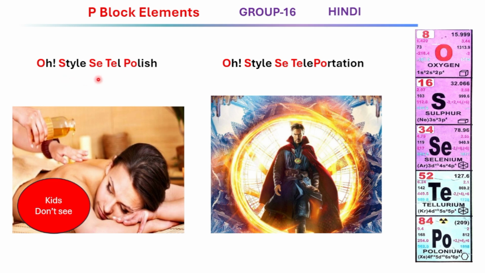ओह स्टाइल से तेल पॉलिश, मतलब बहुत अच्छे से वो काम कर रहे हैं. तो ओ से आपको याद रखना होगा ऑक्सीजन. स्टाइल के पहले आ रहा है एस से आपको याद रखना होगा सल्फर. से में आ रहा है एस ई फॉर सेलेनियम. तेल में आ रहा है टी फॉर टेलुरियम. और पॉलिश में पीओ फॉर पोलोनियम. वो स्टाइल से तेल पॉलिश.